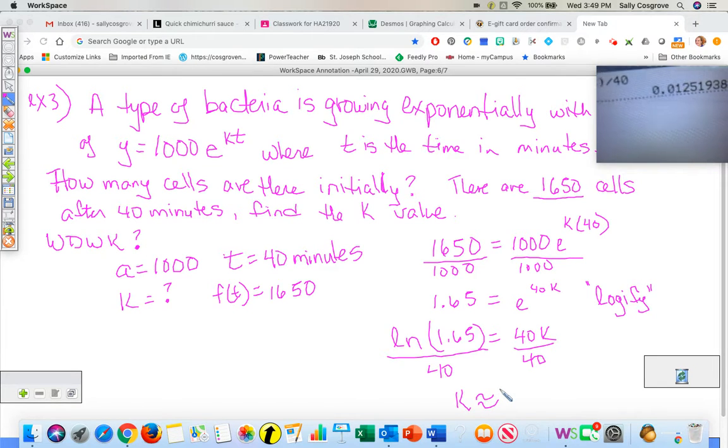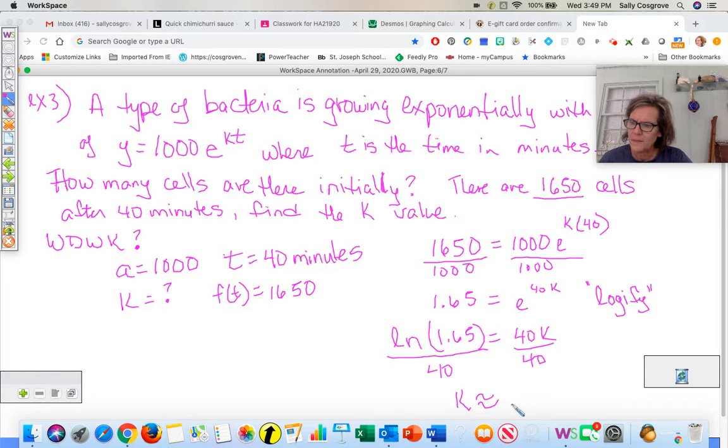And that's what it is. And we will round that to, let's see, 5 places past the decimal. So K is approximately 0.0125, and then it's 193822, so we'll say 2. So the K value for this bacteria's growth is 0.01252.